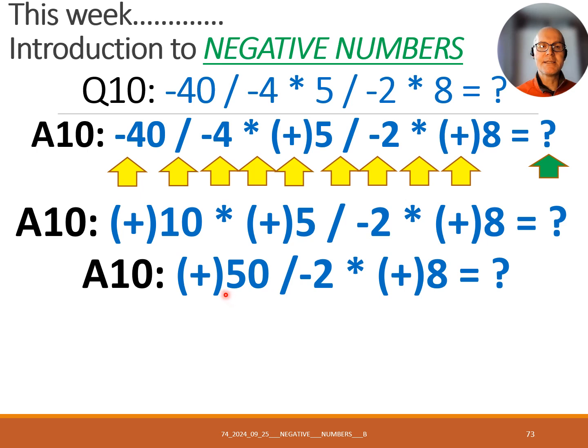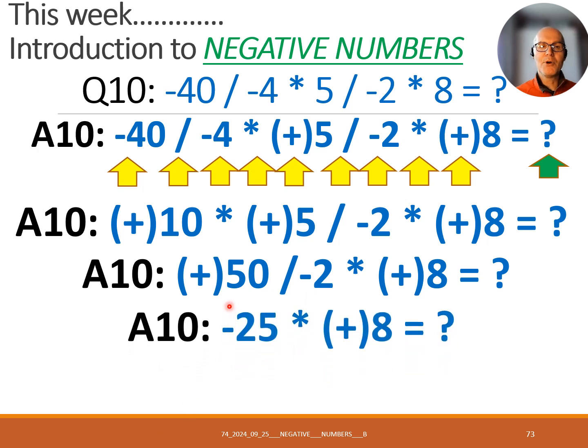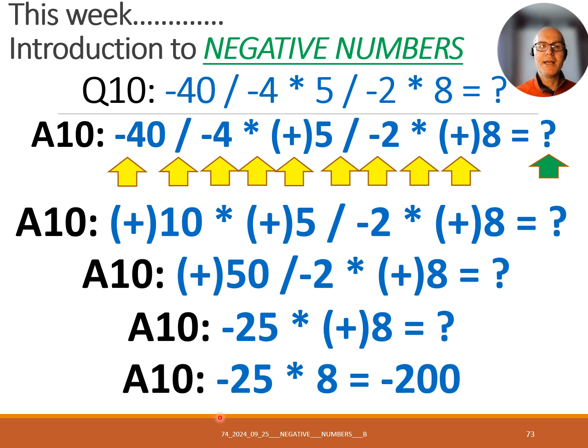The next step is positive 50 divided by negative 2. Positive divided by a negative is going to be a negative answer. Positive 50 divided by negative 2 is negative 25. So we're down to the last two numbers. Negative 25 times positive 8. Negative times a positive is going to be a negative answer. Negative 25 times positive 8 is negative 200.